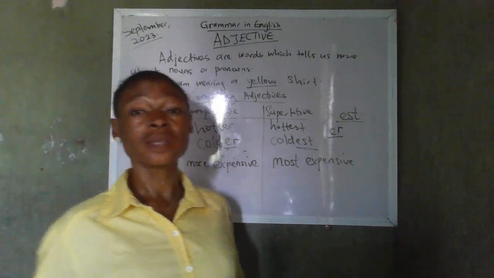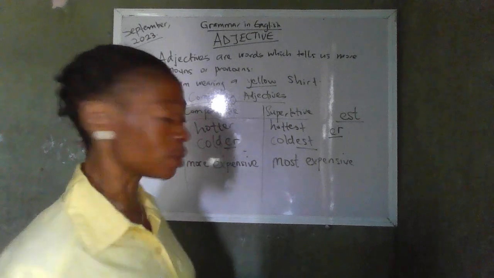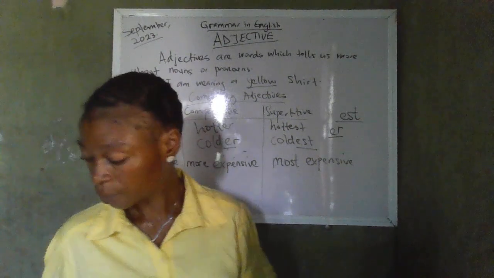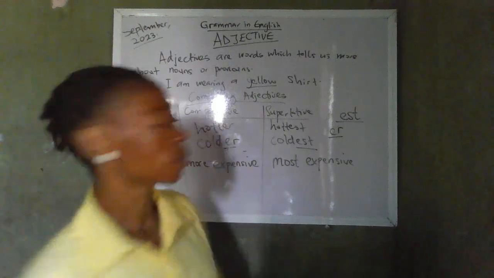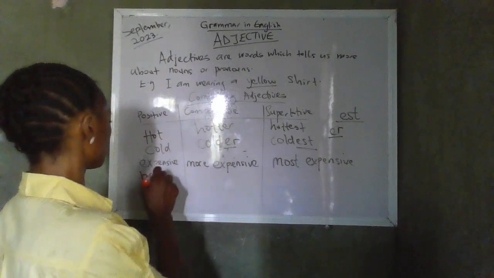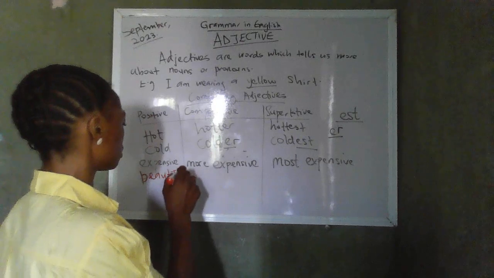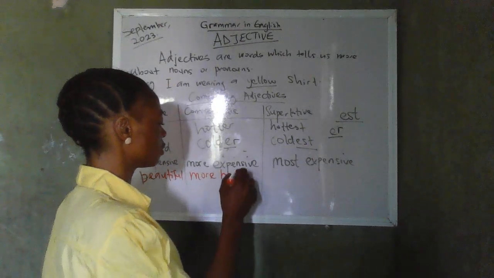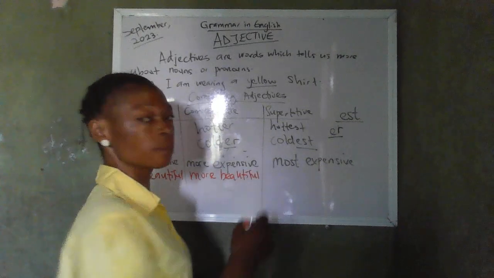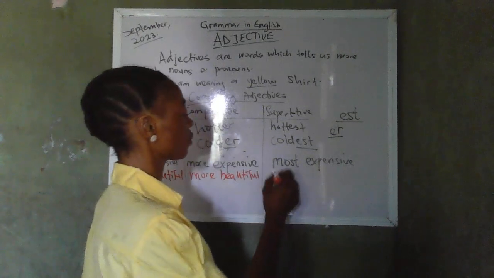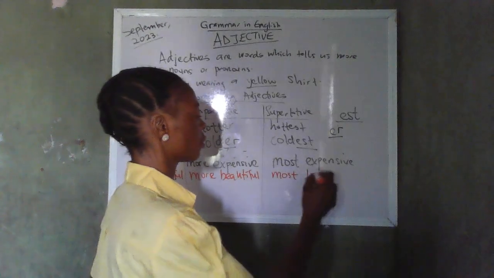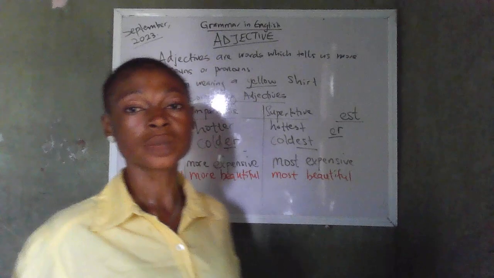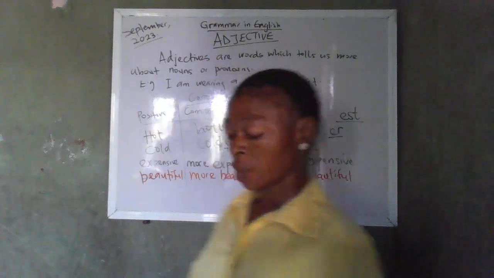Okay, then another example is the word beautiful. Beautiful. More beautiful. Most beautiful, and so on.